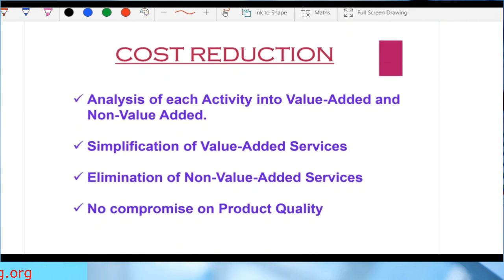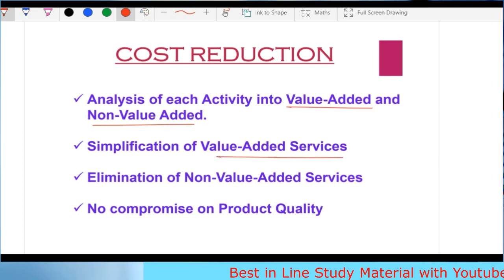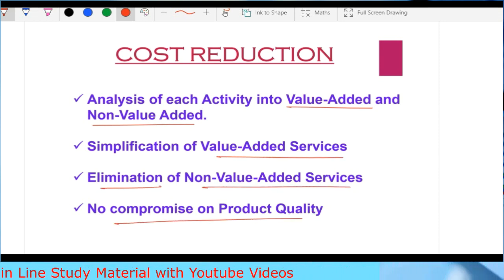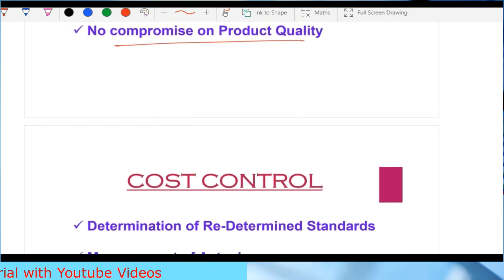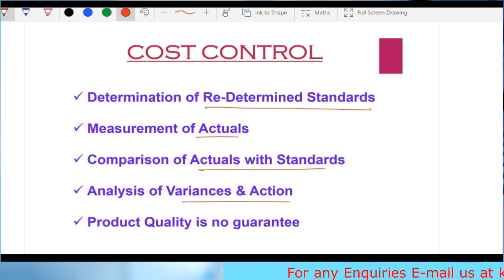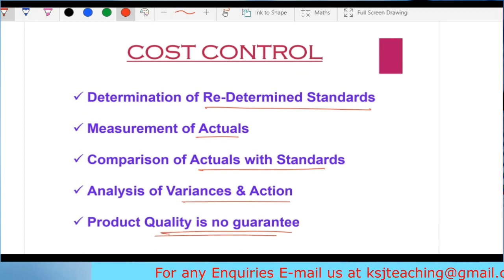So cost reduction. Cost reduction means analysis of each activity into value added and non-value added activities, simplification of the value added services, elimination of the non-value added services, with no compromise on the product quality. Okay, I'll explain, don't worry. What is cost control? Cost control is determination of the predetermined standards, measurement of the actuals, comparison of actuals with the standards, analysis of the variances and actions, and the product quality is no guarantee.